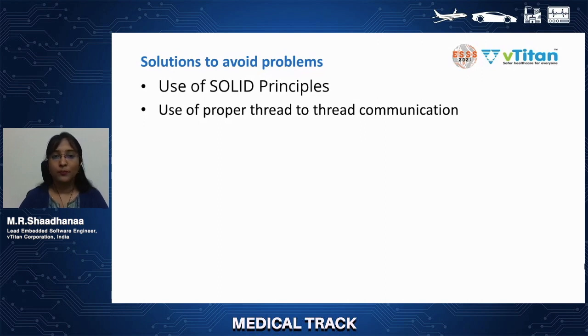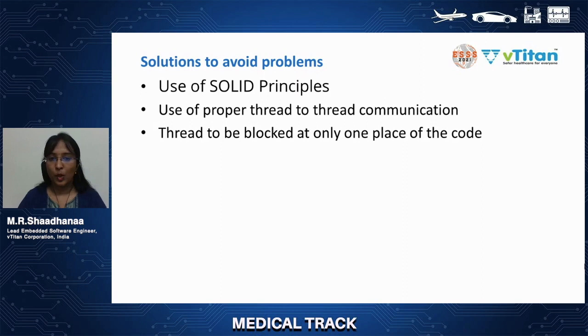If we don't have proper thread-to-thread communication, again, our code is going to be a mess. So it is always recommended to use queues or message buffers for thread-to-thread communication, and for the thread to be blocked at only one place of the code. Which means the thread has to be blocked at only one location, where it is intended to be blocked. We shouldn't have multiple places where the code could get blocked, because if we face any issues in the later stages, it will be very difficult for us to find where the thread has gone unresponsive. So this has to be taken care of.